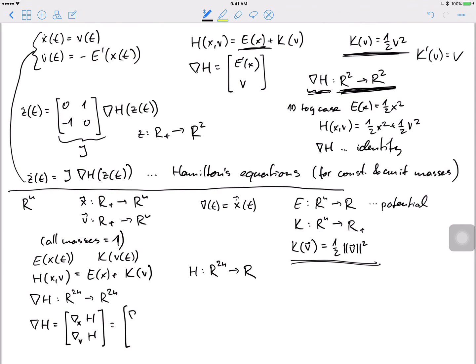Now again, the Hamiltonian is separable. So this is just the gradient of the E part, because the kinetic energy does not depend on x at all. This is a multivariate differentiation, but the result is basically the same thing. The result is again just v, except that now v is a vector.